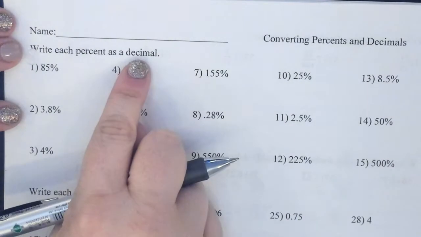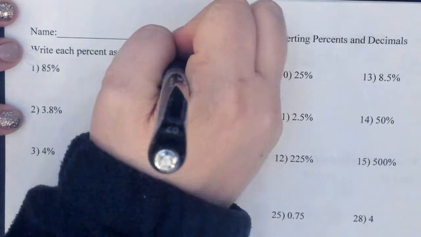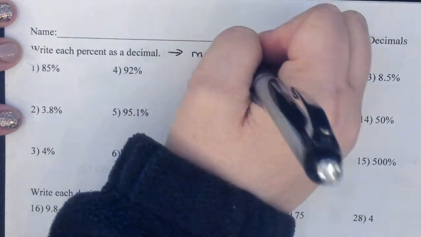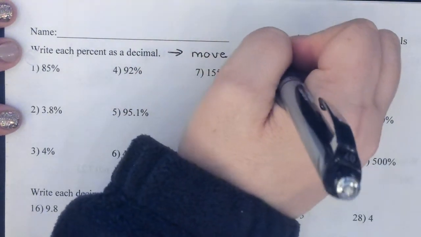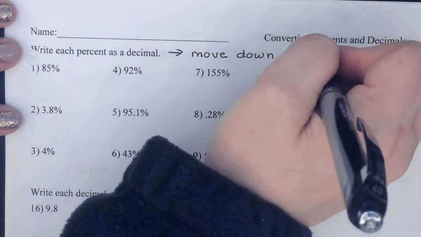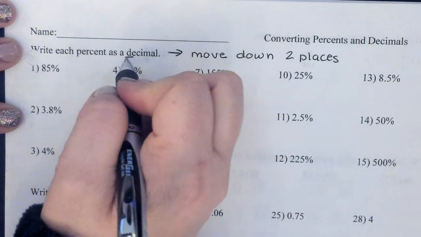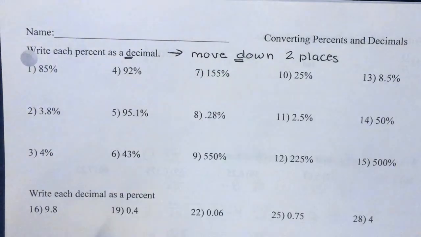If I'm making it a decimal, I want to move down 2 places. All right, and you can tell decimal and moving down match up because they both have that D in there.